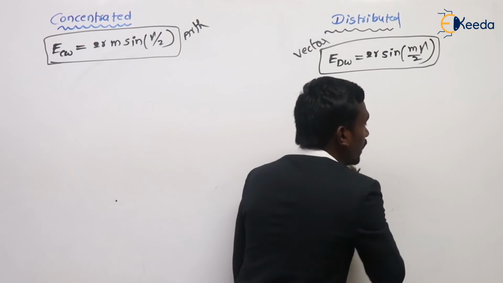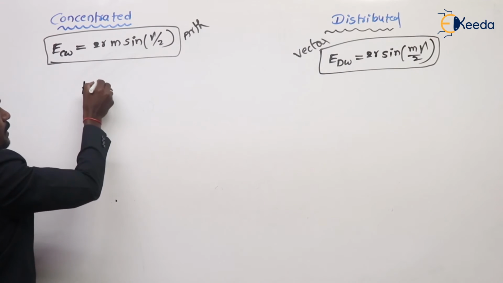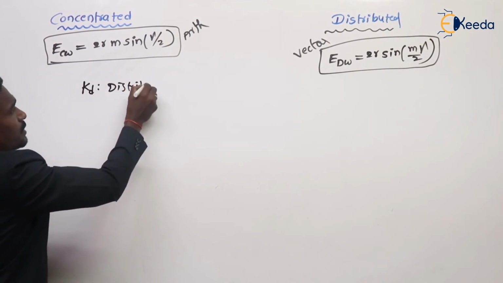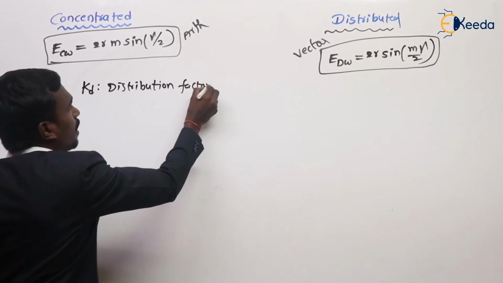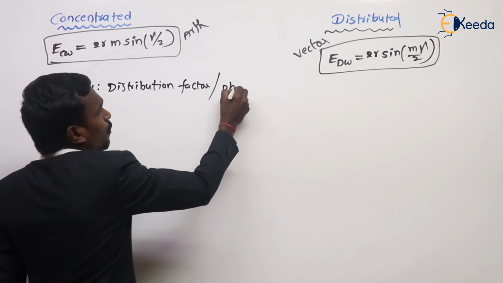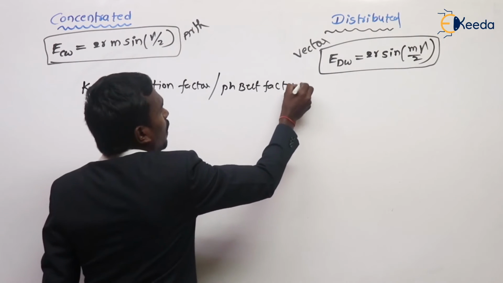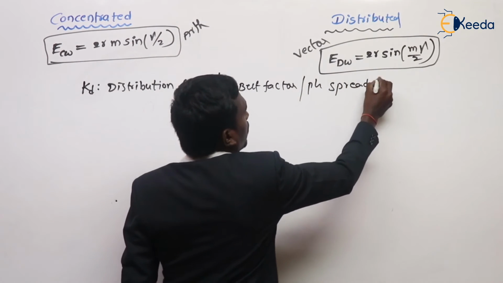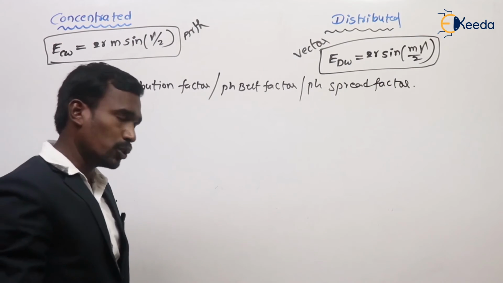Based on that KD, they may ask you questions in our examination. Listen carefully. I'm taking KD, nothing but distribution factor, or phase belt factor, or phase spread factor. Let's discuss about this.